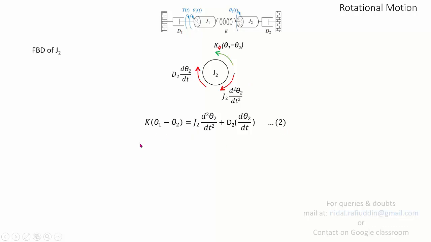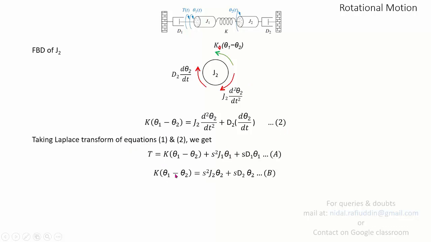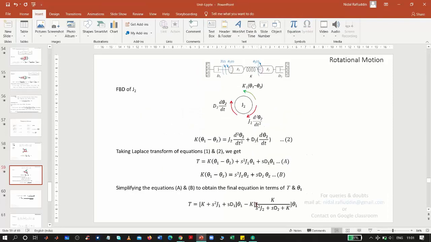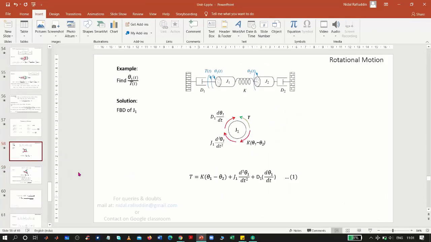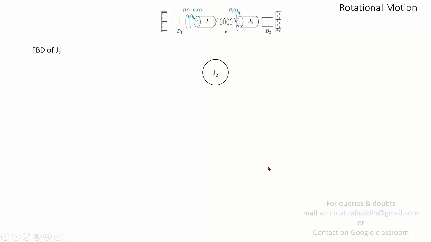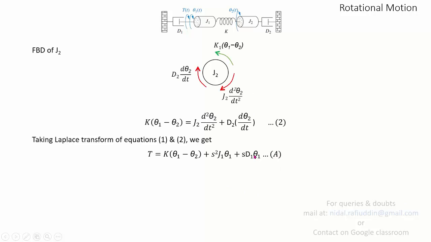So from equations 1 and 2, if you take the Laplace transform of both the equations, we get them as A and B. This is the Laplace transform of equation 1, and this is the Laplace transform of equation 2. Looking at equation 1 that you obtained, if you take the Laplace transform of this equation, all the derivatives involved in equation 1 will be changed into terms of S. So this is what you have in equation A. You have the terms of S in place of derivatives: second derivatives give you S square, the first derivative gives you S.